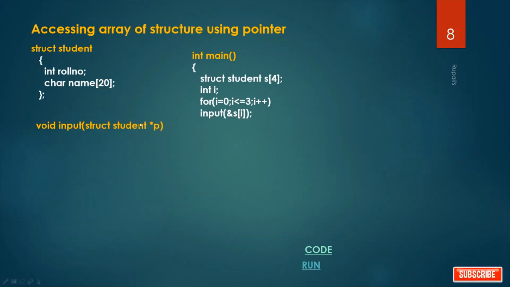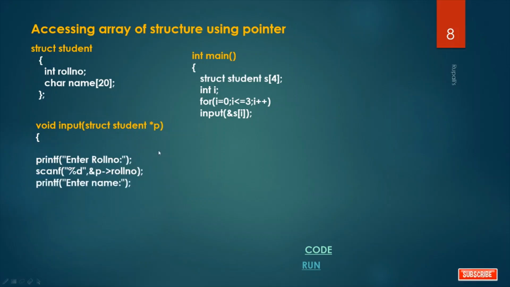So struct student *p. p can hold an address of a struct student type variable. So first time it holds the address of S0, second time it holds the address of S1 in this way. So when you want to take the input from the user, because p is a pointer type variable of type student, you have to write p->rollno. And for taking name, you have to write gets(p->name).